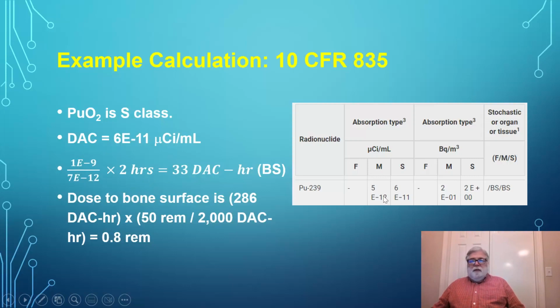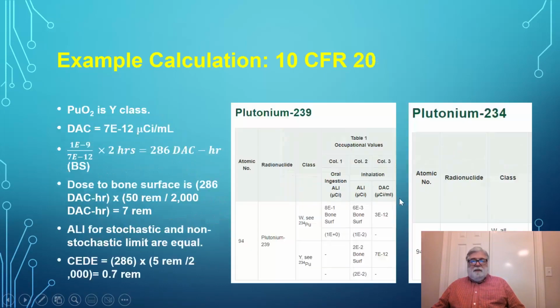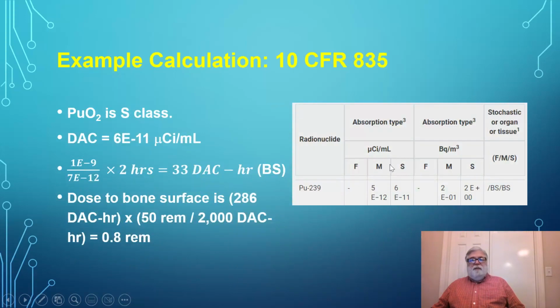Notice that the activity is now much higher than it was before. Here the DAC was 7 × 10⁻¹². Now it's 6 × 10⁻¹¹, resulting from different weighting factors used in this calculation compared to the other.